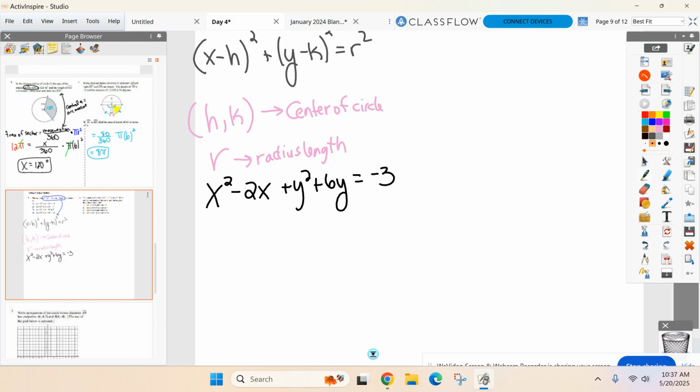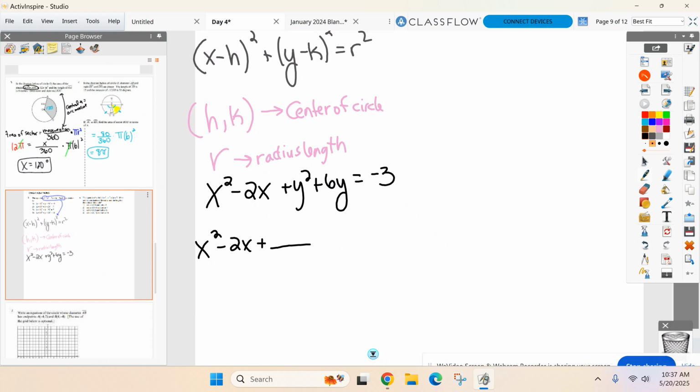Step 2, find the new c values on x and y. Because right now, each of them has an a and a b. They need a c now. They need a c value. Always positive. Anybody remember the process to get the c value?